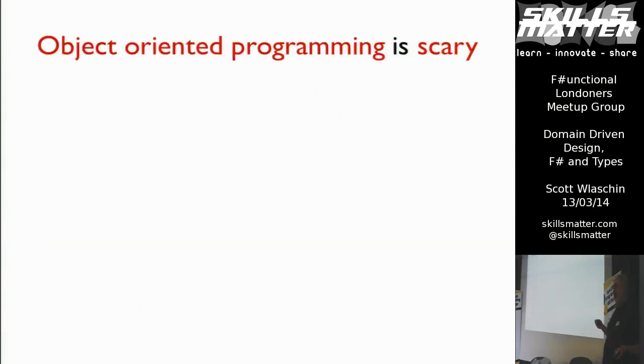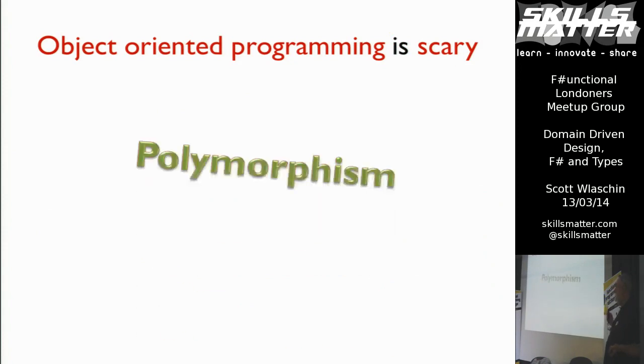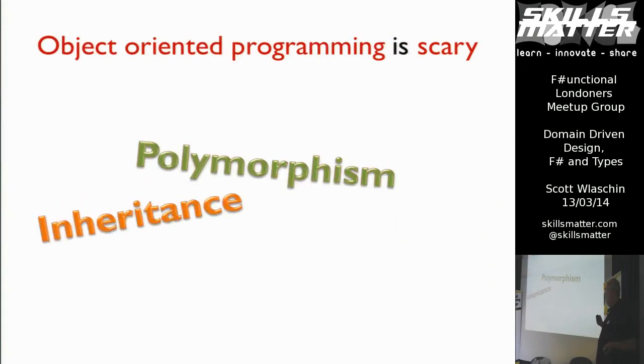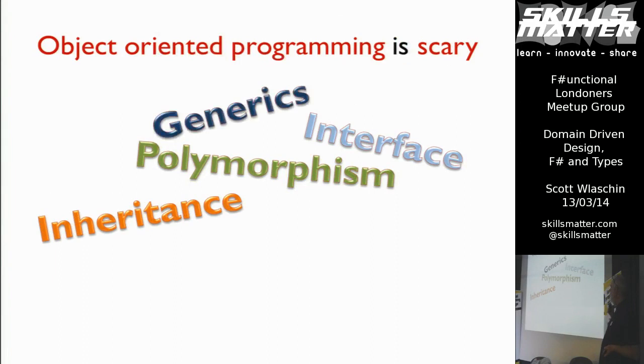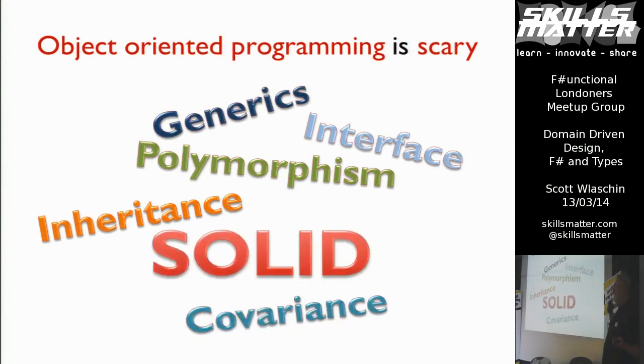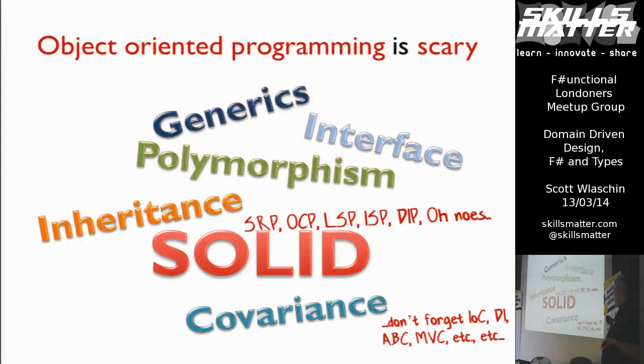I'll tell you what really is scary. Object-oriented programming. And I'll prove it to you. Because you have really scary words like polymorphism and inheritance and interface and generics and covariance and SOLID. And SOLID itself is five different things, SRP, OCP, and each of those things is other things. And then you've got IOC and DI and ABC and MVC and all these buzzwords, okay? So you have to remember thousands of little buzzwords to do object-oriented programming. And that's why I think object-oriented programming is scary.